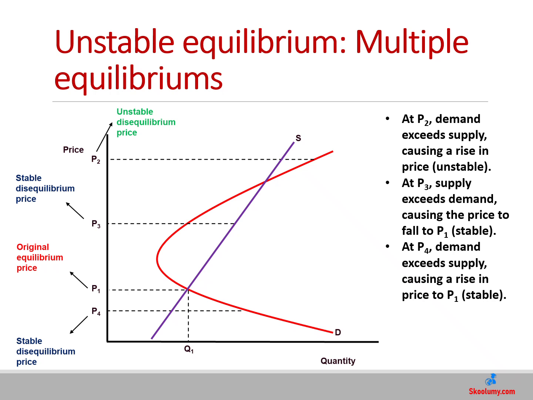P3 represents a stable disequilibrium, as surplus will cause price to fall to P1, the original equilibrium price. P4 is also stable, as the shortage results in a price rise to P1, the original equilibrium price.